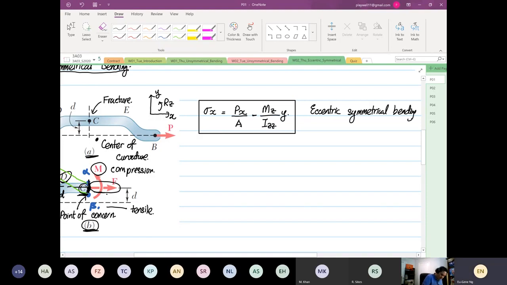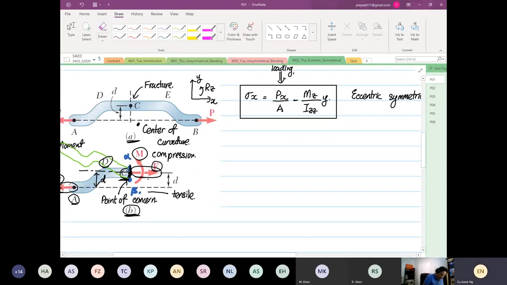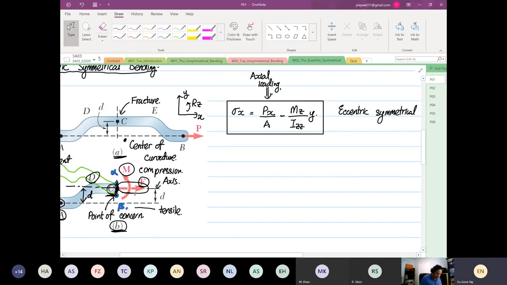Now, the first term over here, the P_x, is the same formula that you use for axial loading. Why is that the case? Because if you look at P relative to point C, it is in fact acting on the axial, on the axis. That's why we call it axial loading. And over here, this is due to the bending moment. Any questions so far?